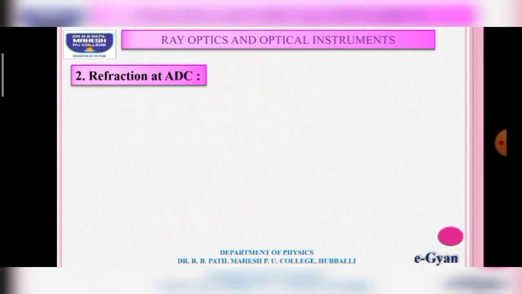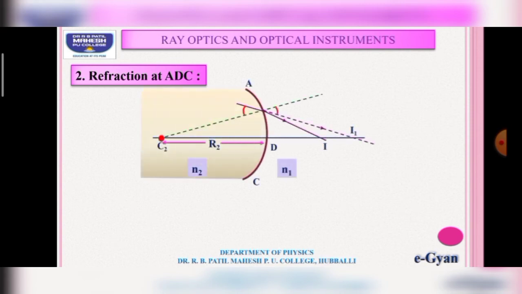Okay, now let us see the refraction at surface ADC. Here surface ABC is absent, and in this case whatever image was formed in the first step will act as a virtual object for the second step, and an image is formed at I, and R2 is the center of curvature for the surface ADC.